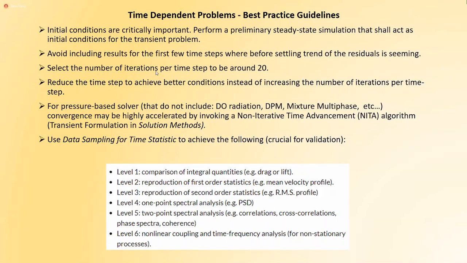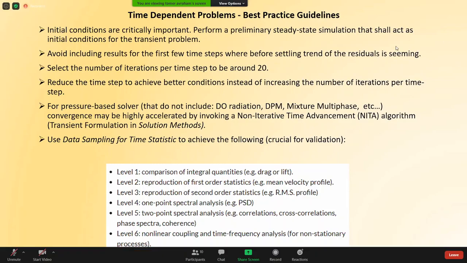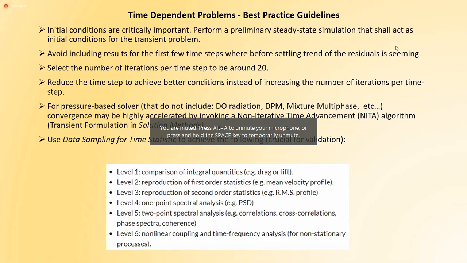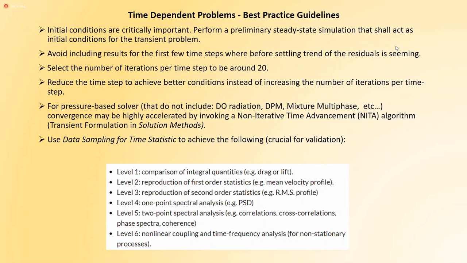So this is, of course, right. Regarding the number of iterations, you'd prefer not to make too many iterations inside the time step, you'd rather lower the time step. Here it says 20. It's a rule of thumb, but you should not run 100 iterations per time step. If you have this kind of problem, then just lower the time step. Reduce time step to achieve better conditions instead of increasing the number of iterations.